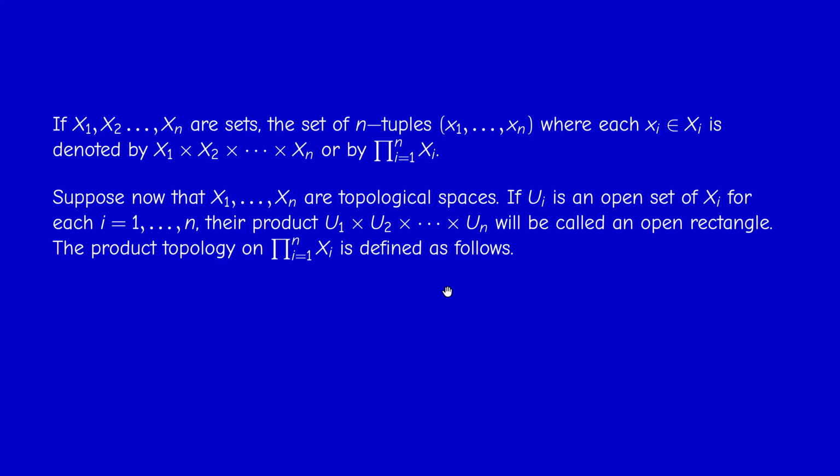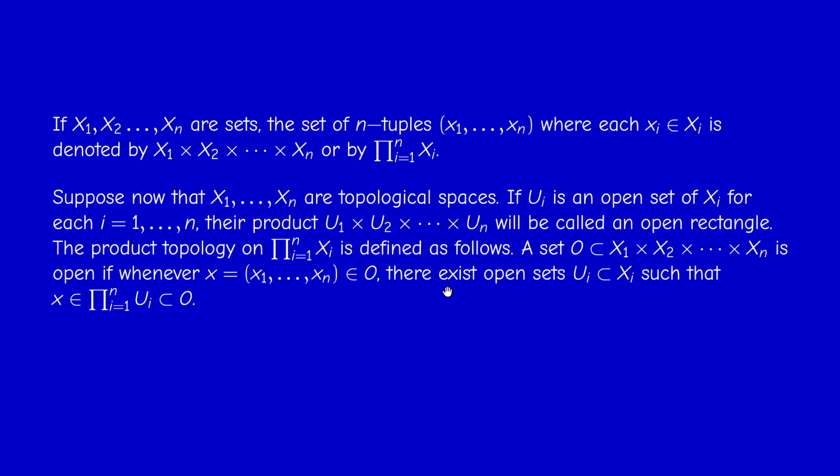Then the product topology on the product is defined as follows. A set O in the product is said to be open if whenever we have a point in that set, there is an open rectangle containing x and contained in O. So this really looks like the definition of an open set in a metric space, but here instead of a ball, we have the notion of open rectangle. So it's very similar actually.